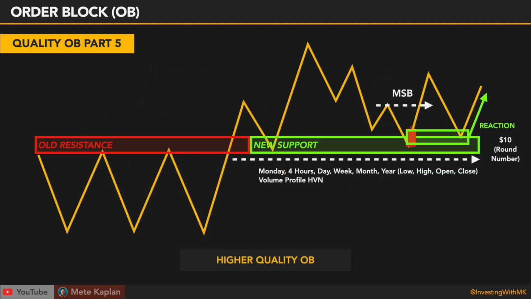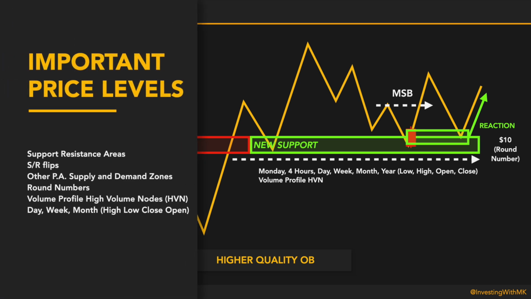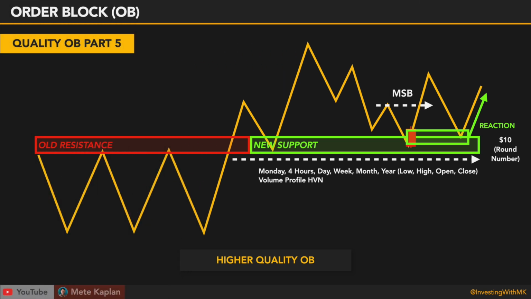Quality order blocks part 5. Key levels are really important to make the order block stronger. Actually, key levels make every other price action structure stronger. So, what are these? Significant support resistance areas, SR flips, other price action supply and demand zones, round numbers, significant key levels like day, week, month high, low, close, open, volume profile, high volume nodes. So combining these key levels with the order block makes the OB much higher quality.